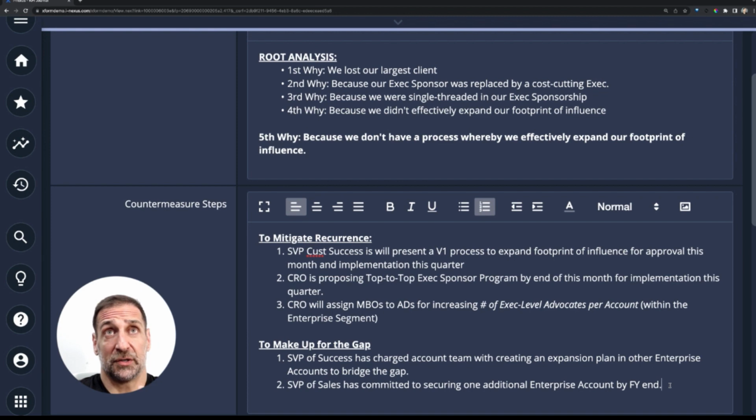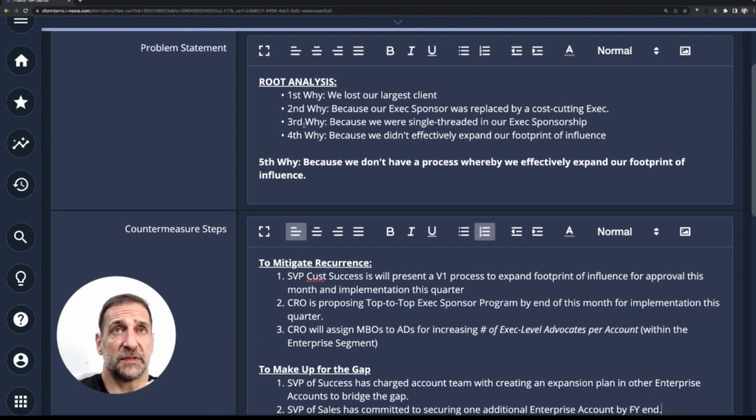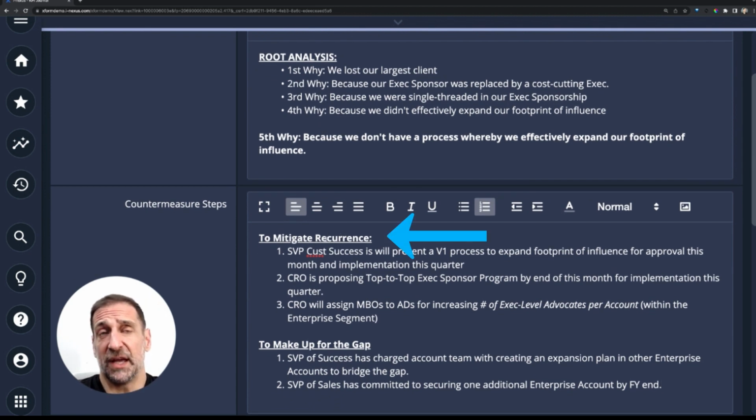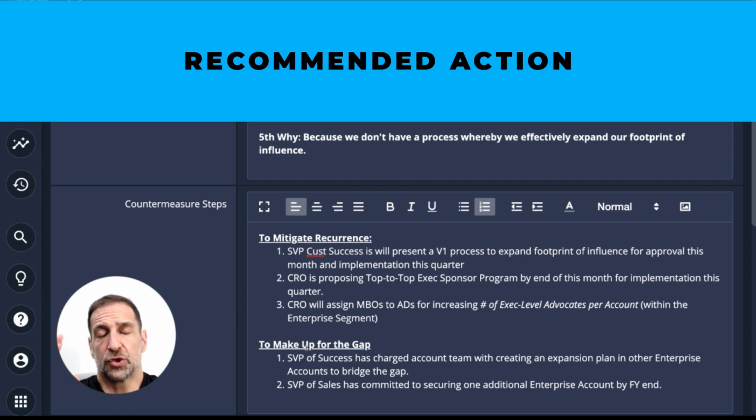So a great countermeasure has the 5 whys, the root cause analysis of what's going on in the problem statement. It has a plan to mitigate the recurrence of that root issue and a plan to make up for whatever gap in that metric. This is a great process. Does it take time and effort? Certainly. Is it as much as you think it will be? No. Trust me, take one metric that you missed this month, maybe the most important metric, and run it through this countermeasure process, and you will see the value.